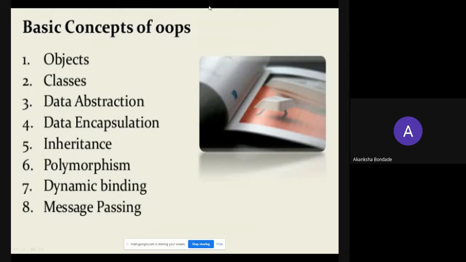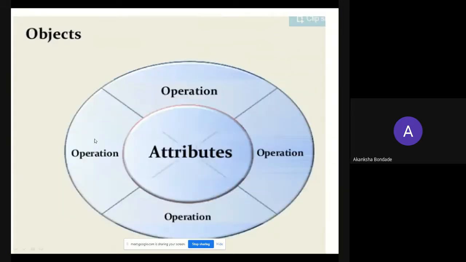This is a list of the OOPS concepts: object, classes, abstraction, data encapsulation, inheritance, polymorphism, dynamic binding, and message passing. Now, first we discuss what an object is.